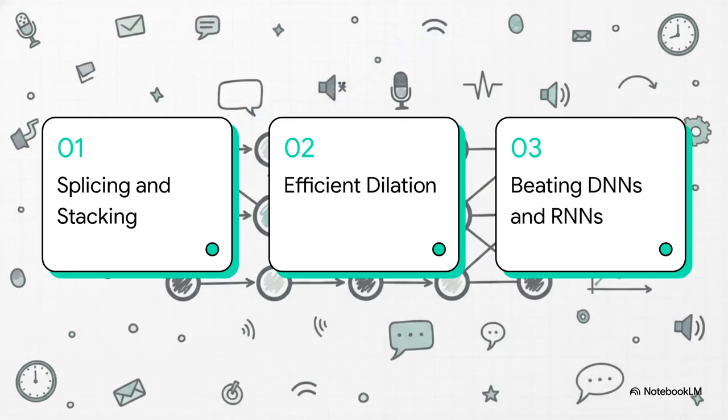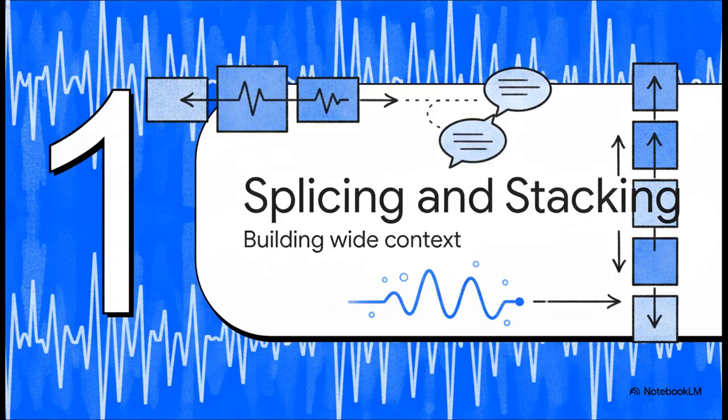To make sure we truly master this, we're going to break things down into 3 parts. First, frame splicing and stacking. Second, efficient dilation. And finally, how the TDNN beats plain DNNs and RNNs. All right, part 1, frame splicing and stacking. Let's look at how we actually build that wide context.